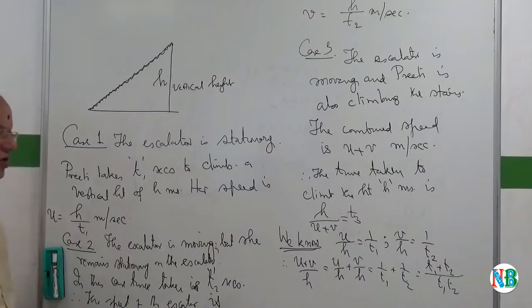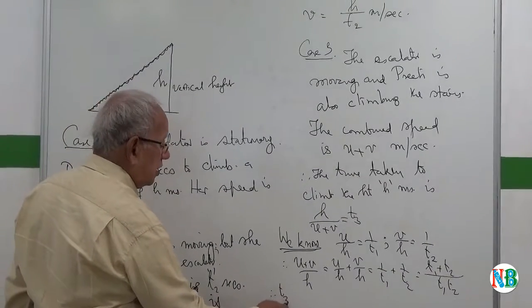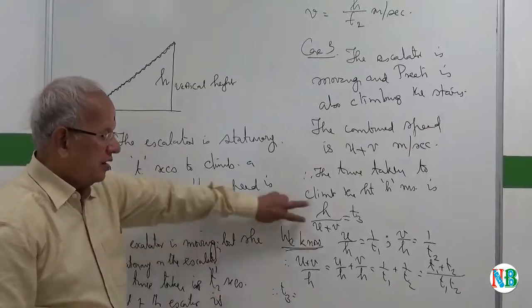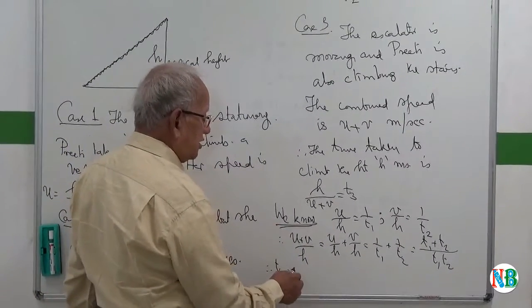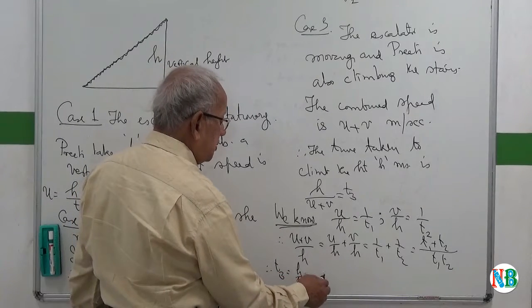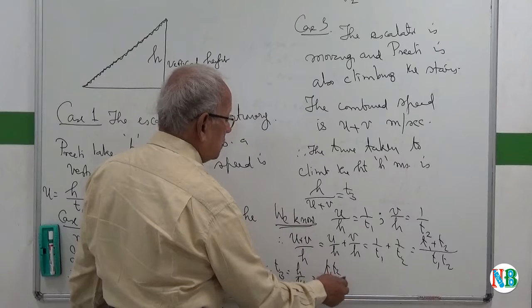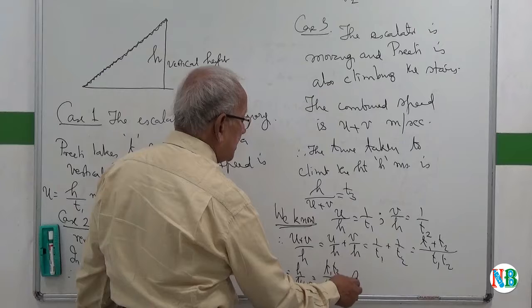But what is required is to find t3. Therefore, t3 will be the reciprocal of this, no? Right. So t3 is h by u plus v. That is t1 t2 by t1 plus t2 seconds.